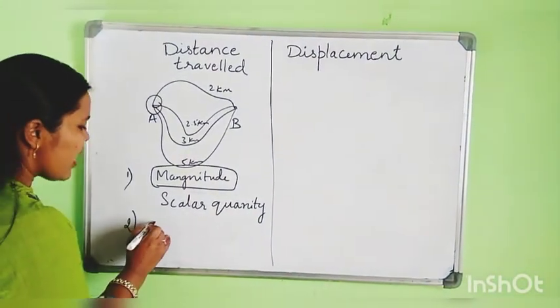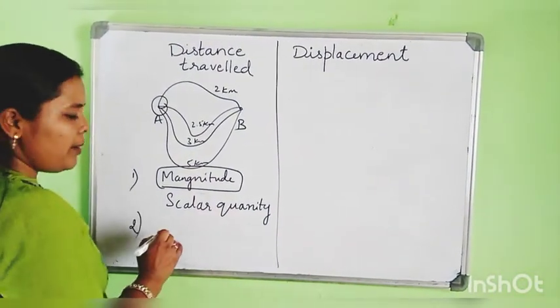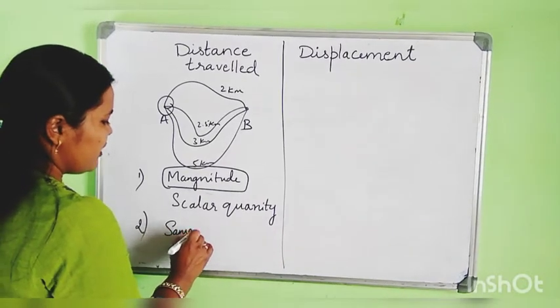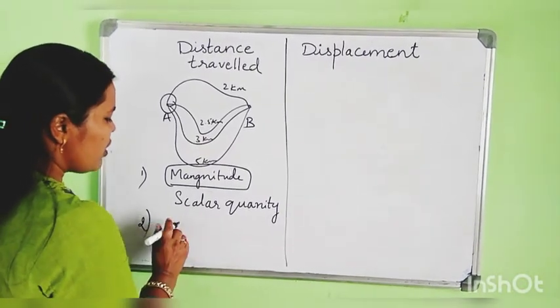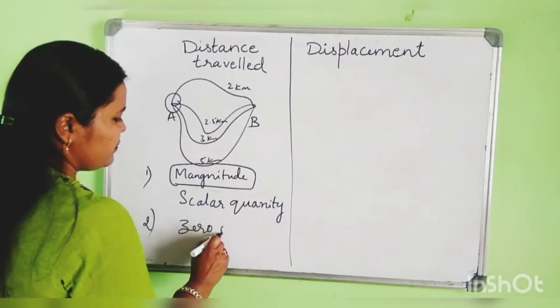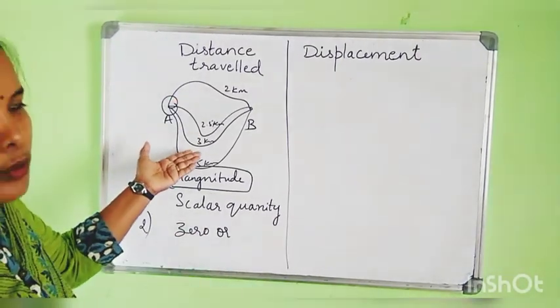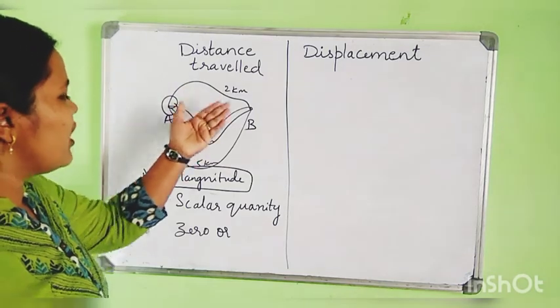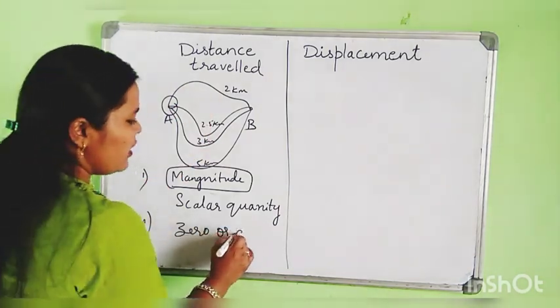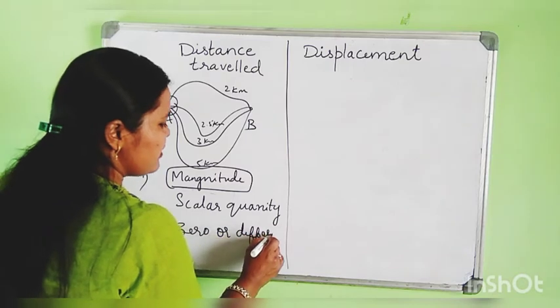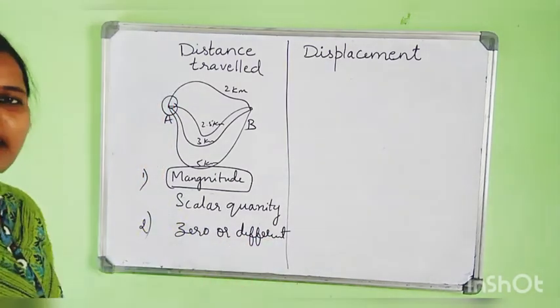So distance traveled may be the same or different. You can take it as 0 or different. It is not the same; you can easily identify the paths I have told you. So it is different for different paths. Distance traveled is 0 or different.